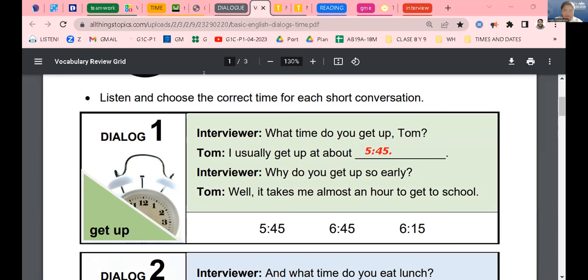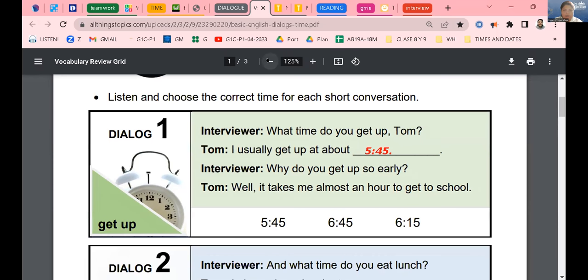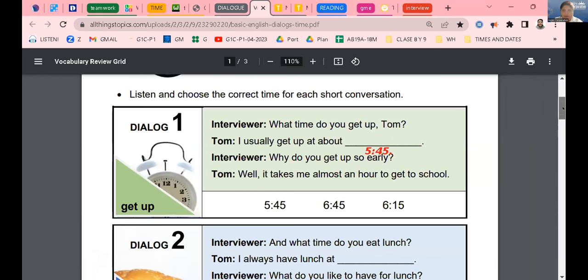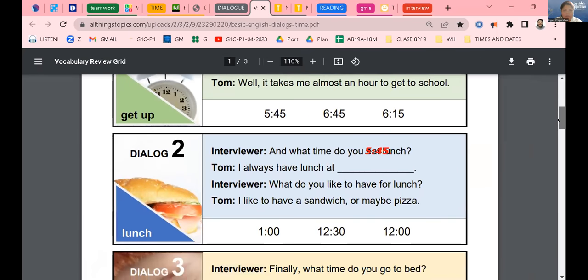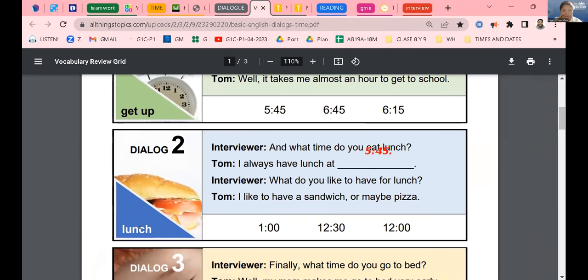We have another dialogue. And this is about, well, we continue with Tom. So this is related to the lunch, okay? And what time do you eat lunch? I always eat lunch at... What do you like to have for lunch? I like to have a sandwich or maybe pizza. So what you're going to do here is to modify the times, right? O sea, aquí lo que vamos haciendo es modificando las horas.